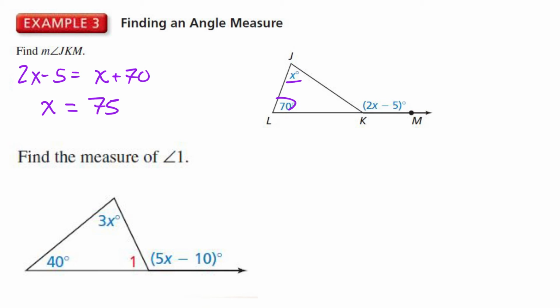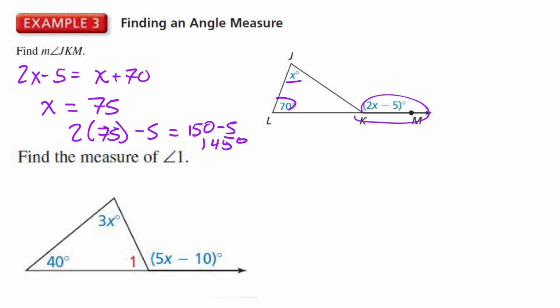Now, but that's not what the measure of this angle is. We need to do 2 times 75 minus 5, which is equal to 150 minus 5, 145 degrees. So that's that measure. So now you try this question. Find the measure of angle 1.